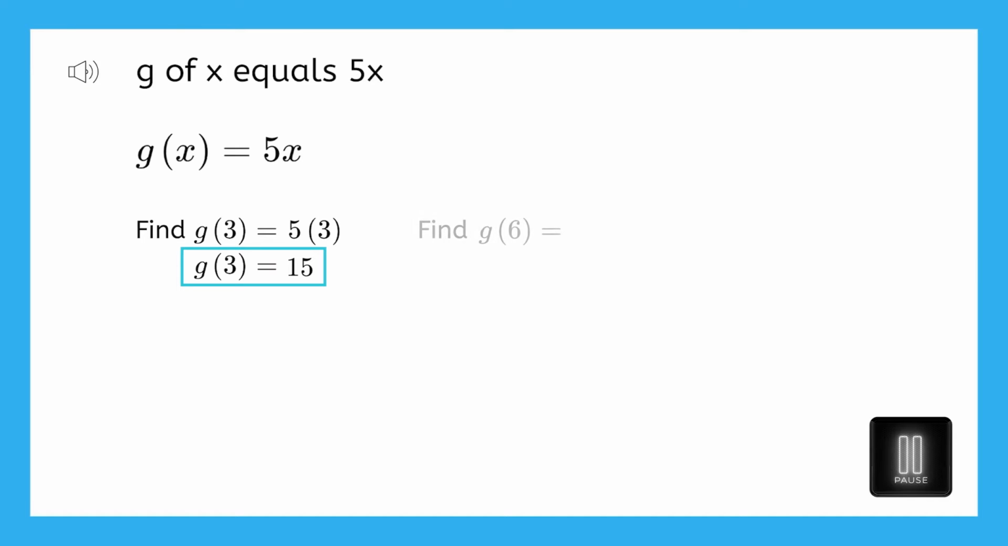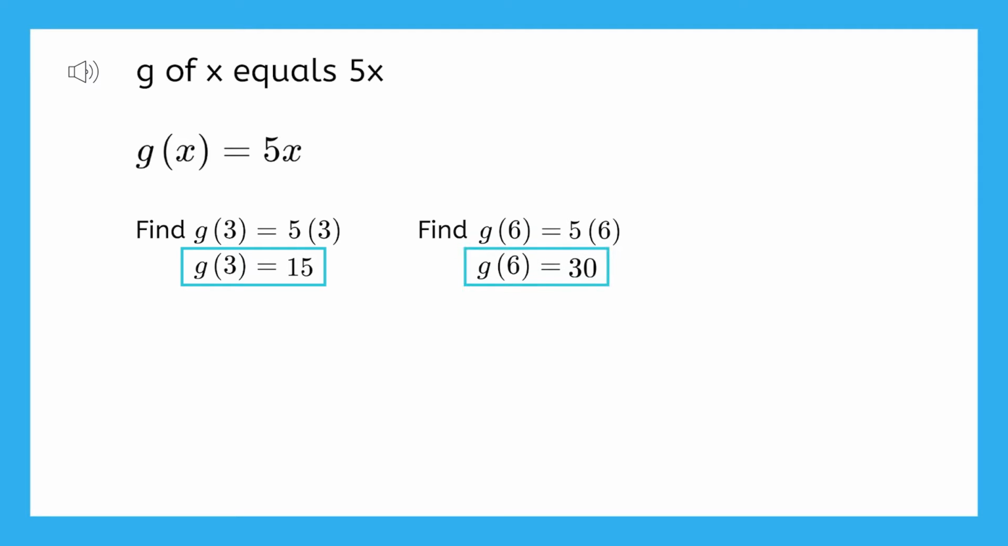Pause the video here and find g of 6. Here I'll input 6, or substitute 6 in for x, and we get 30. So g of 6 is 30, which means that if we input 6 into function g, we get an output of 30. The work we've been doing here of finding the output when given an input is called evaluating a function, specifically evaluating a function algebraically.